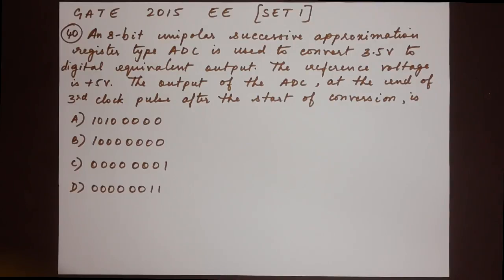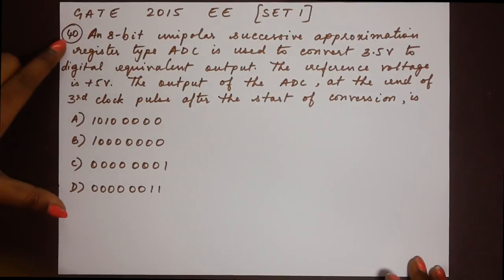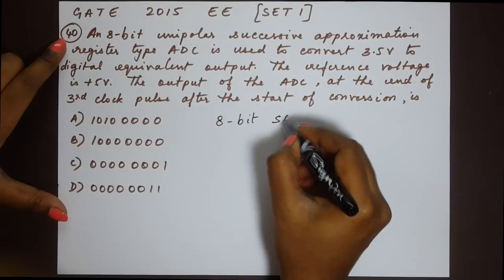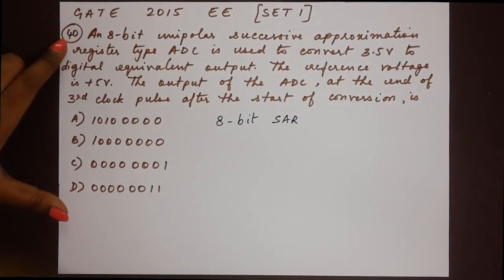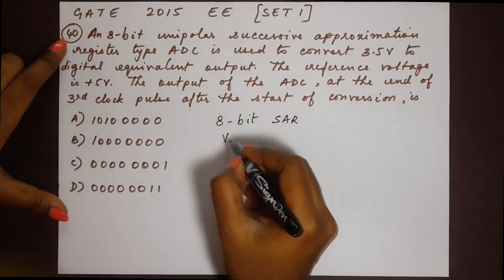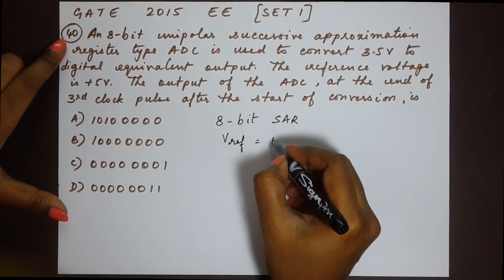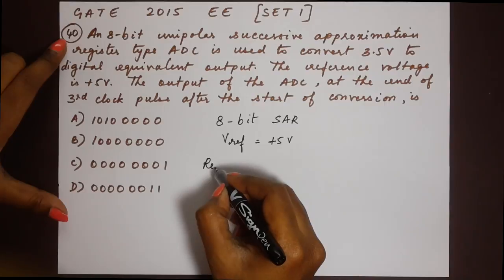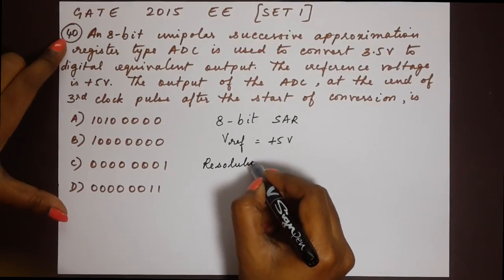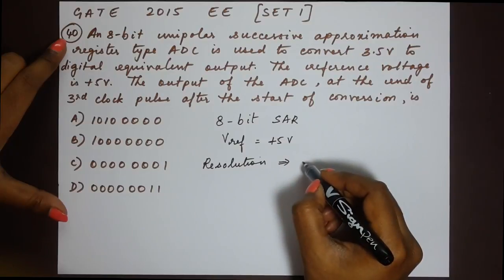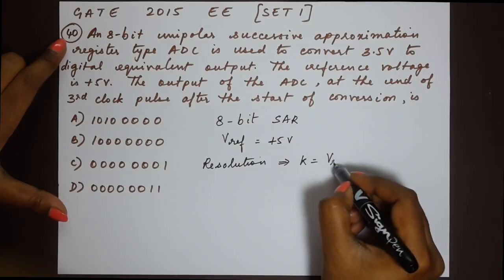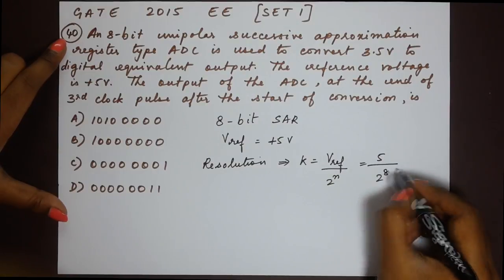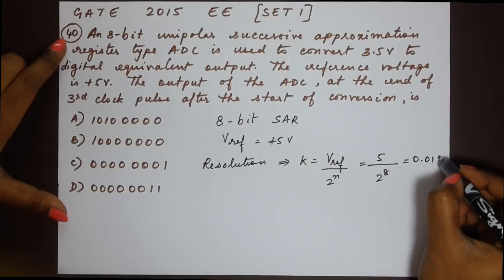So let's first write down in general what's given to us. We have been given that this is an 8-bit successive approximation register, and that the reference voltage is plus 5 volts. Since the reference voltage is given, we can calculate the resolution. The resolution is K, which is V reference divided by 2 power n. That's 5 divided by 2 power 8, which comes around to 0.0195.